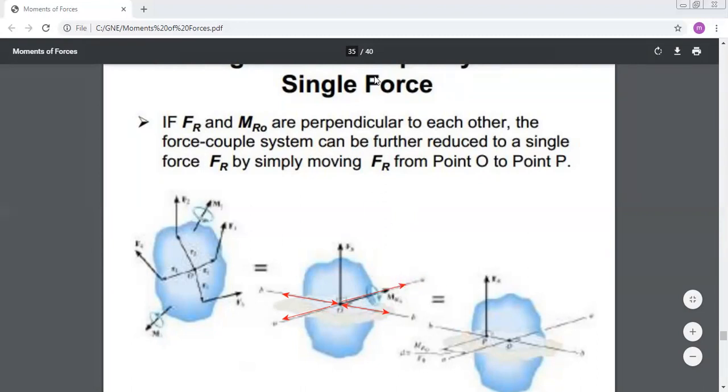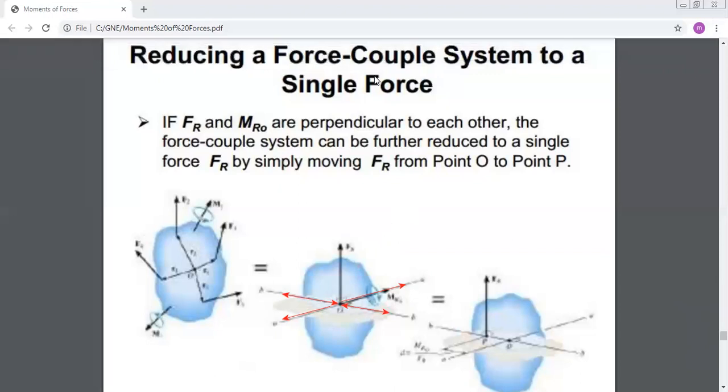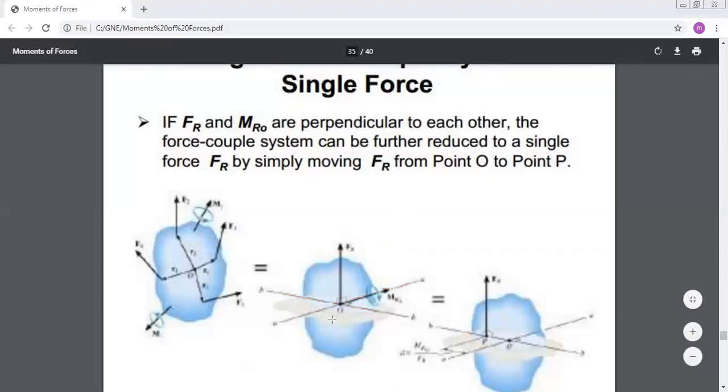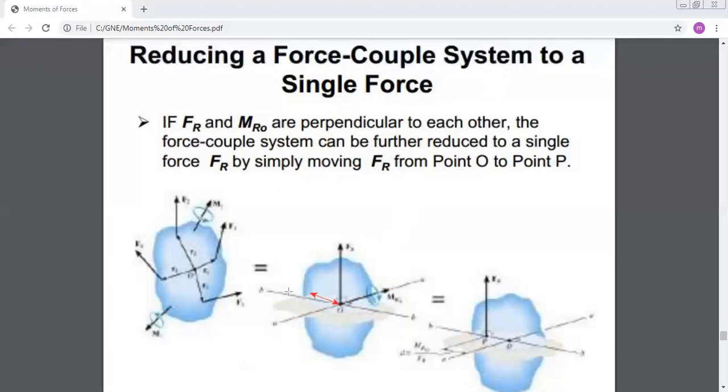So here, if you want to reduce your system only to one force, what should you do? You should displace F along this axis with a certain distance D in a way that F times D equals the moment. Because we said to obtain an equivalent system, what is the condition? We should have the same resultant force and we should have the same resultant moment.